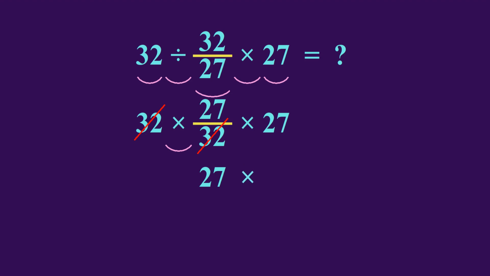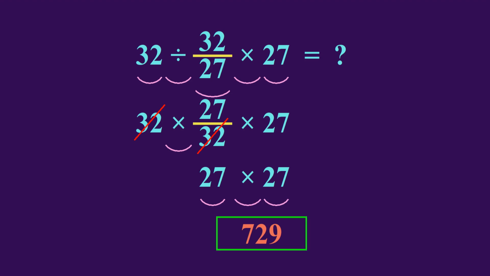And here again, we have times 27. So here we have this 27 times 27, which equals 729. And this is our final answer to this problem.